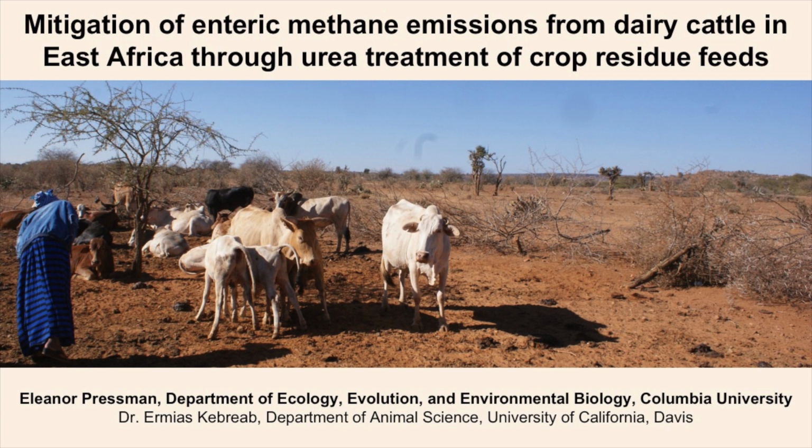Various strategies have been studied to mitigate enteric methane emissions from cattle, including dietary treatments. Here, we used a suite of empirical models to investigate the potential reduction in emissions under amended diets in which all crop residues, a low-quality feed used frequently in East Africa, are treated with urea.